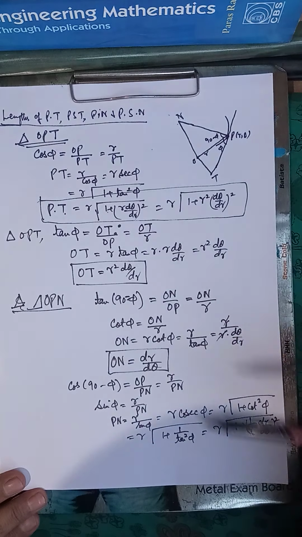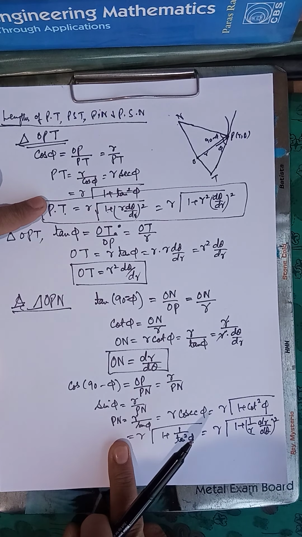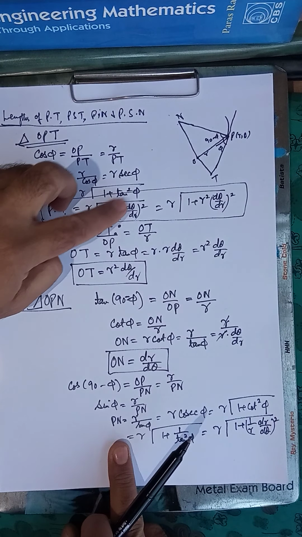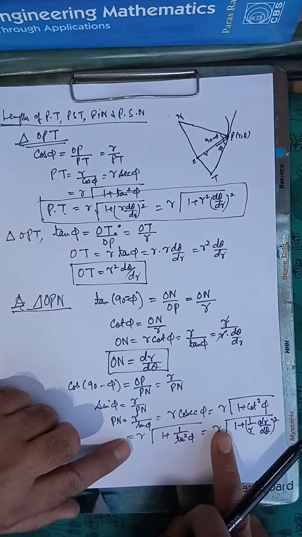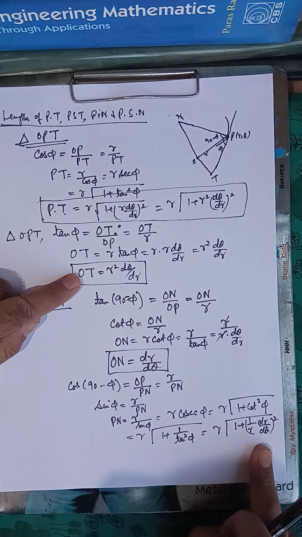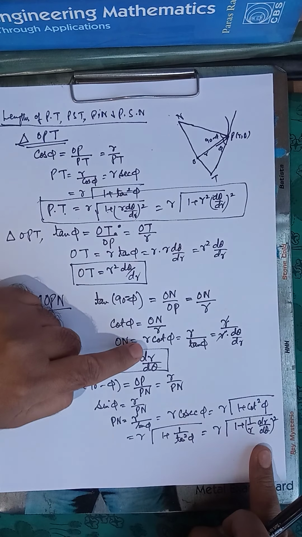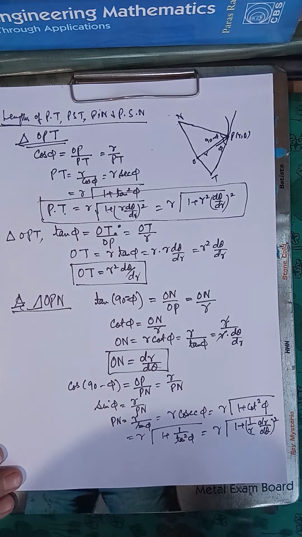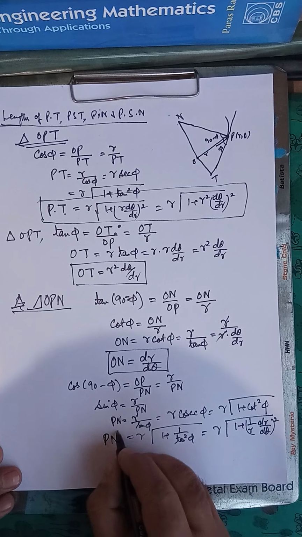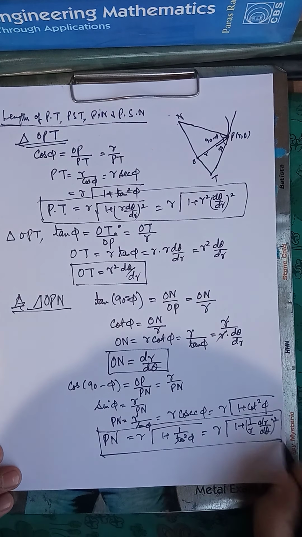This is r, the polar tangent and polar normal. The polar tangent is r times the square root of 1 plus r square (d theta by dr) whole square. The polar normal is r times the square root of 1 plus 1 by r square (dr by d theta) whole square. The length of the polar subtangent is r square d theta by dr, but the length of the polar subnormal is dr by d theta only. So this is the length of the polar normal. Fine.